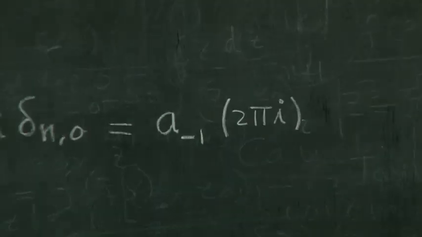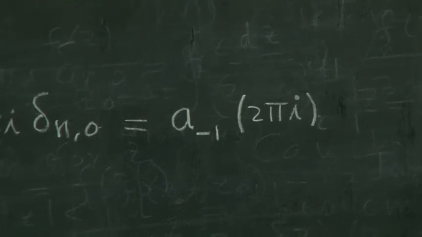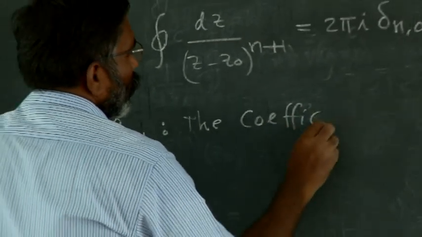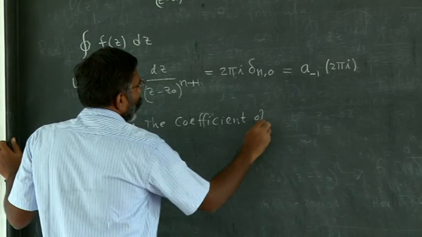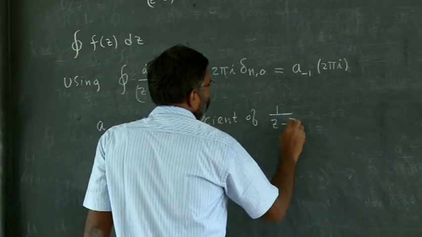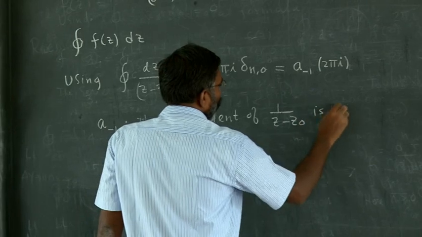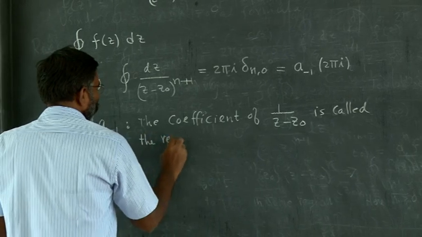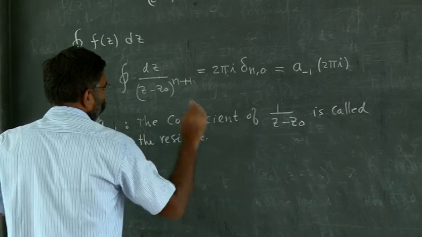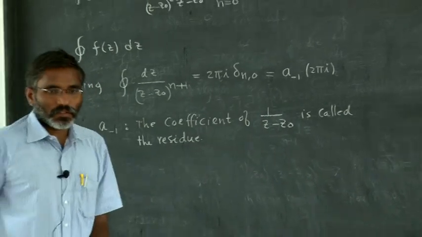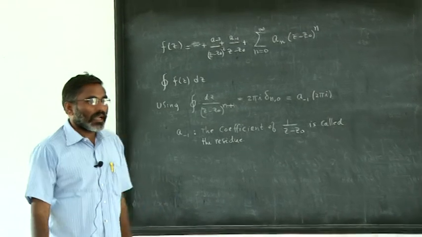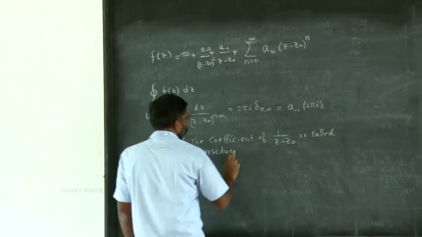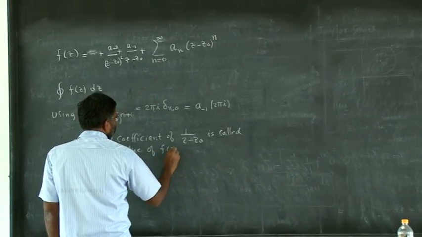Correct? So this a minus 1, which is the coefficient of 1 over (z minus z naught), is called the residue. This is called the residue. So the integral is simply 2 pi i times the residue of the function f of z at z equal to z naught, right?